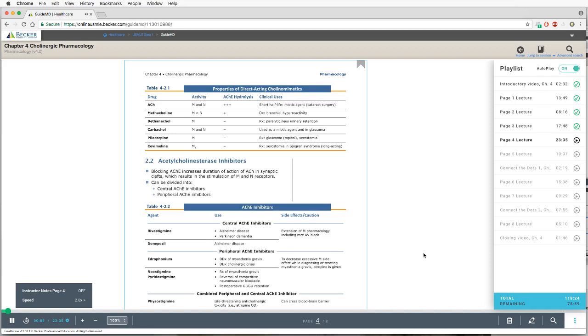In this table, you're seeing direct-acting cholinomimetics. Of course, acetylcholine could be, possibly, a drug. Now, it's not really used clinically except in cataract surgery, but on a board step one question, let's not forget, it is the endogenous agonist of both muscarinic and nicotinic receptors, and it is metabolized by acetylcholinesterase.